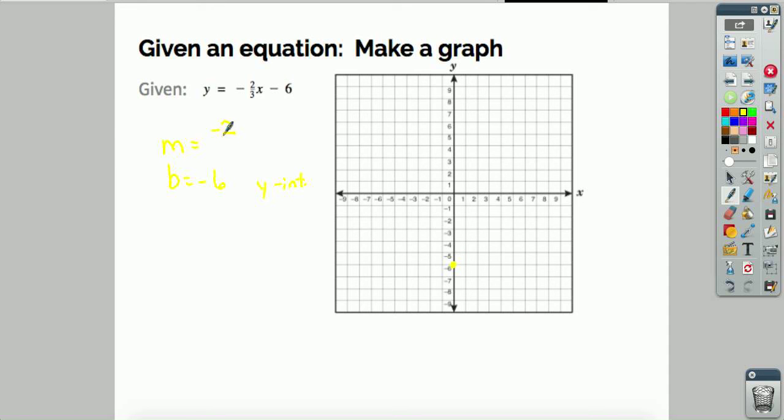My slope is negative 2 over 3, and that's my rise over my run. And so this time, instead of actually rising 2, I'm going to be going down 2 because of my negative 2 right here. So I'm down 2 and I'm running 3. Whoops, and I've got dots all over the place here. But I have made my 2 points, and so I can sketch my line.